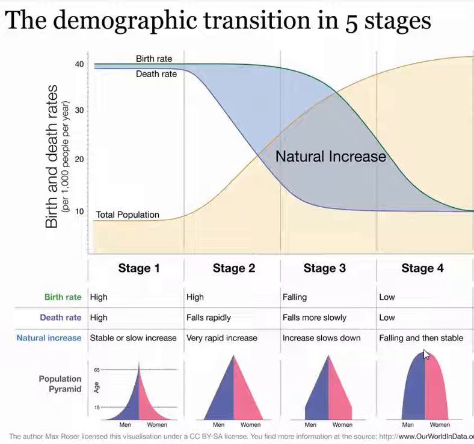So hopefully this helps explain how the demographic transition is related to birth and death rate, how it's related to population increase, and how it's related to these population pyramids.